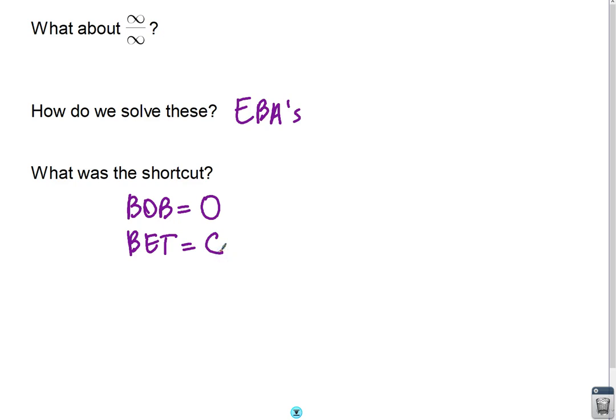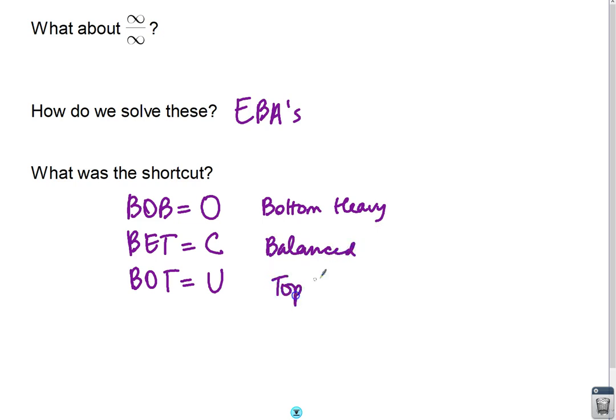If it's bigger on top, then it is unbounded, and your limit is actually positive or negative infinity depending on which direction you're going. Another way to think about this is to say that this is bottom heavy, balanced, or top heavy.